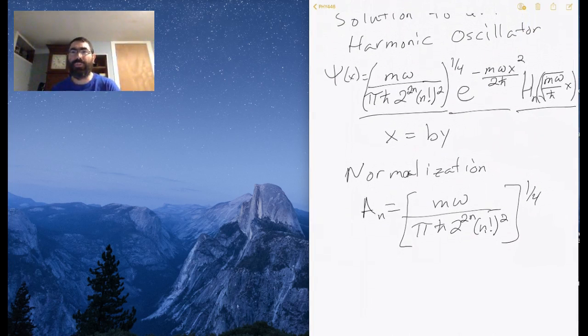This is the solution. Now that we have the solution to the wave function, you can now calculate the expectation value for the position, the expectation value of the momentum of your harmonic oscillator. You can calculate the probability of being in a certain state. You now have all the information to tell us the dynamics of what's going on with the harmonic oscillator. So I'm going to stop here.